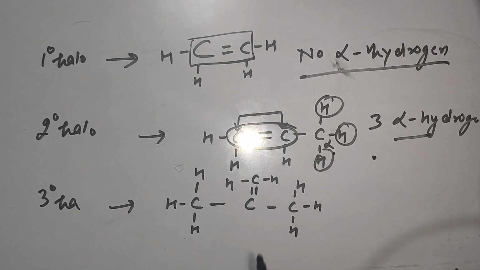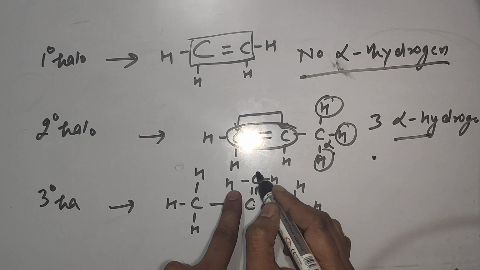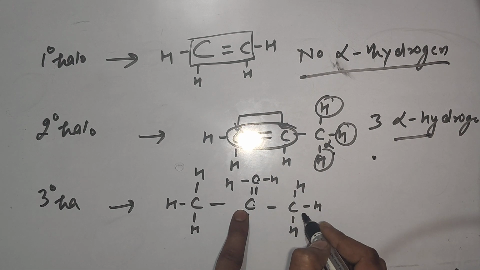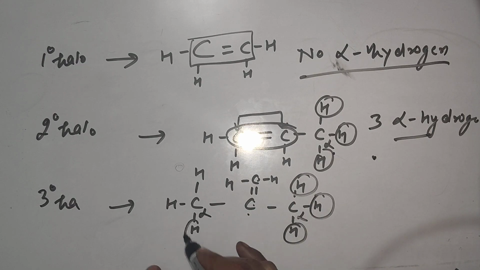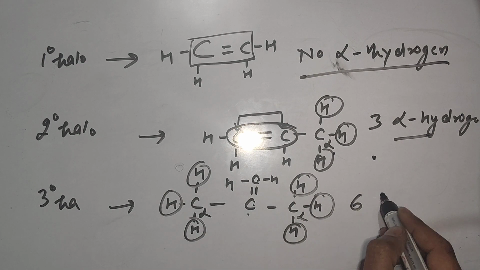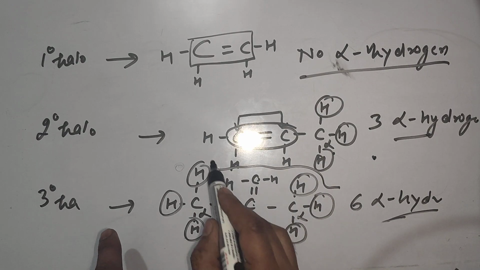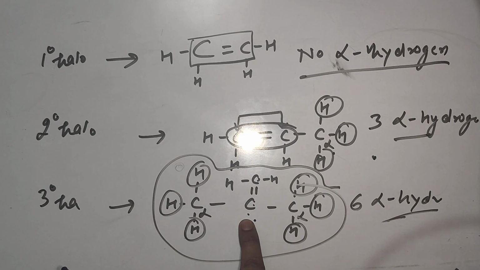Now let's check the third one. This is the doubly bonded carbon. Around this carbon we don't have any alpha carbon, but around this carbon we have 2 alpha carbons, this and this. How many alpha hydrogens are there? 6 alpha hydrogens are there. Means this alkene is the most stable alkene out of these 3. That's it. This is the topic.